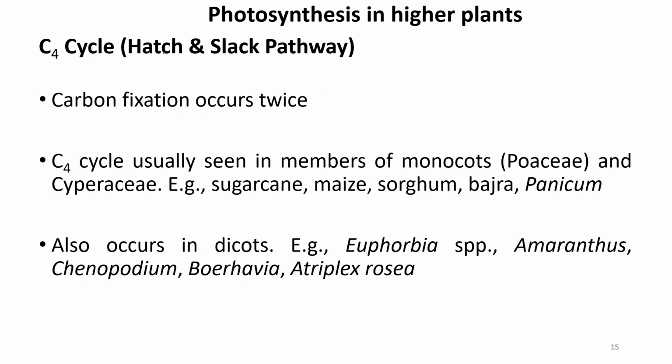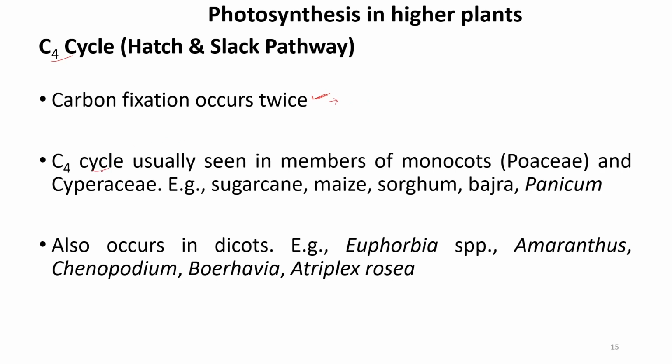Okay. Now what happens in the C4 cycle? Carbon dioxide fixation takes place twice. It occurs 2 times. Okay, one in the mesophyll cells, one in the bundle sheath cells. We'll talk about this in detail. And then what we have, the C4 cycle.